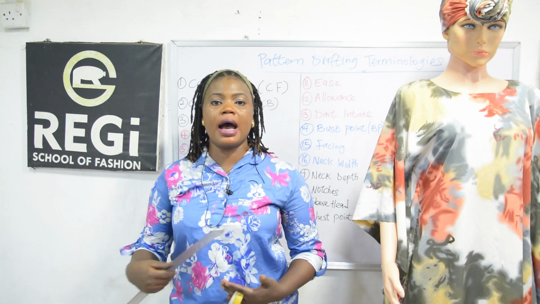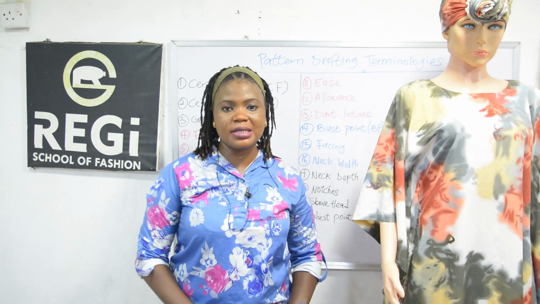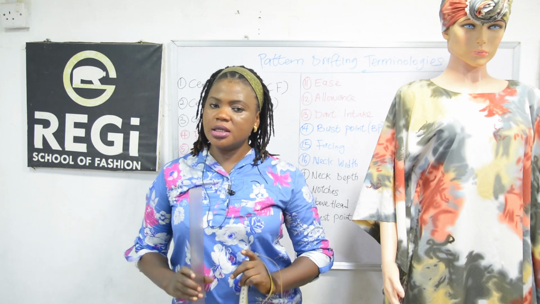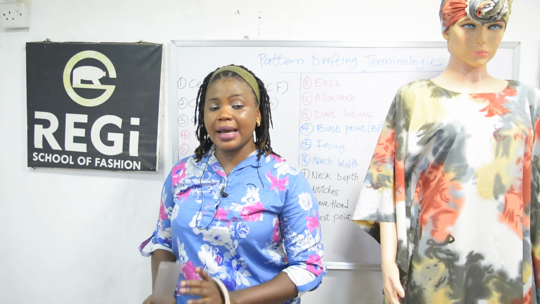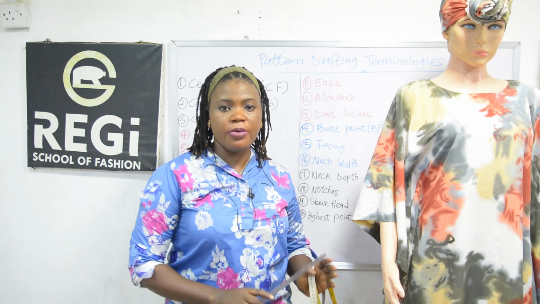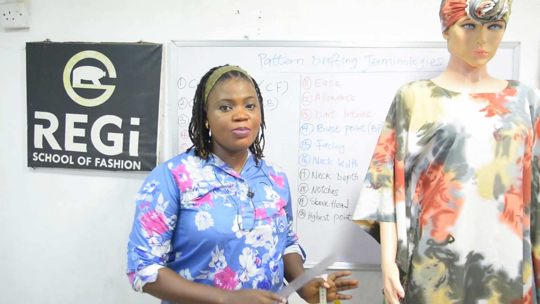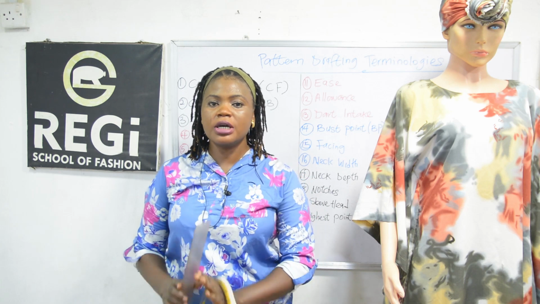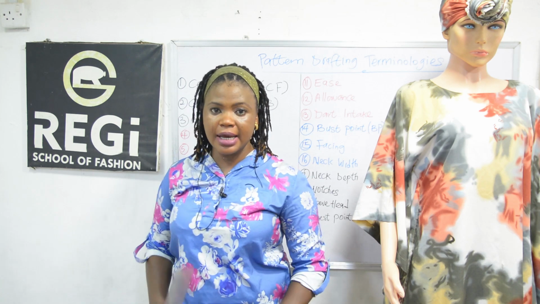And I've explained earlier how you can cut out your facing. The shape of your facing must be the same as the shape of your neckline. If your neckline is a round neckline, definitely your facing must be a round shape. If your neckline is V neckline, your facing also must be a V shape. If your neckline is a sweetheart neckline, definitely your facing must be a love shape, and so on and so forth. So in a nutshell, the shape of your facing must be the same as the design of your neckline.